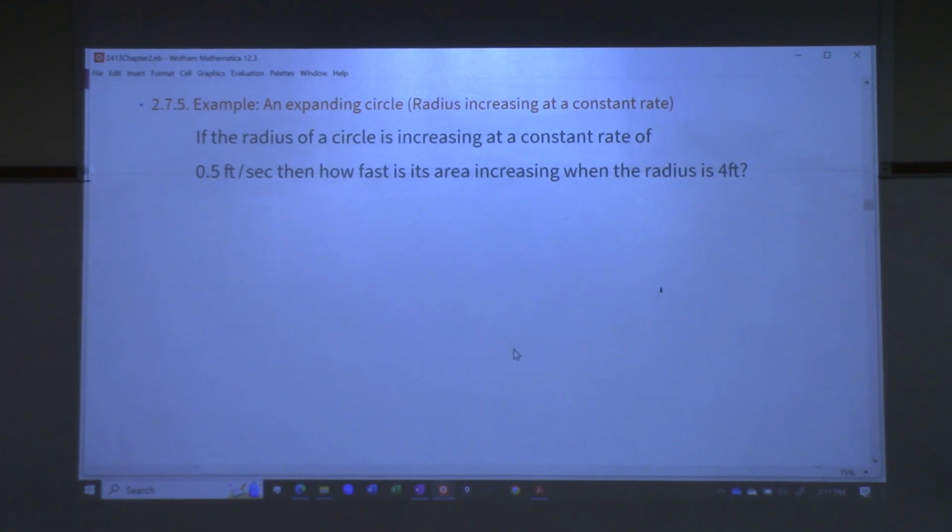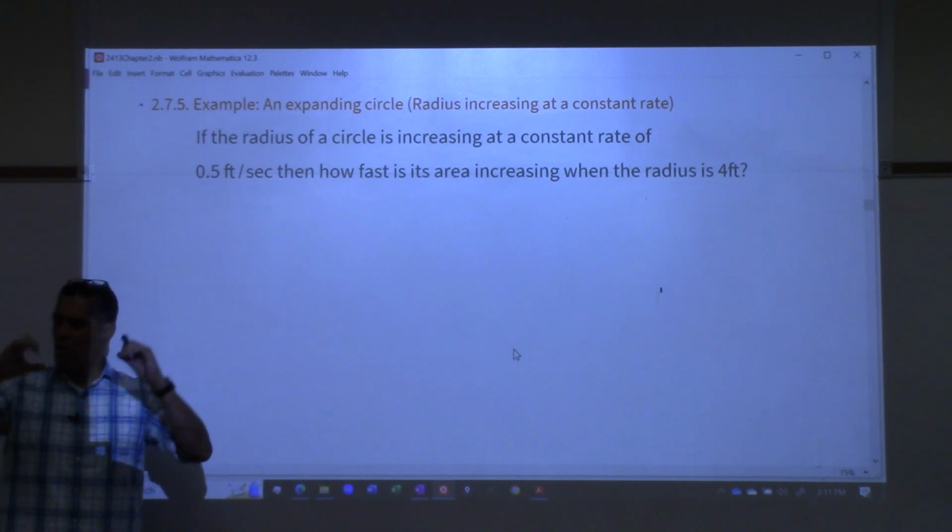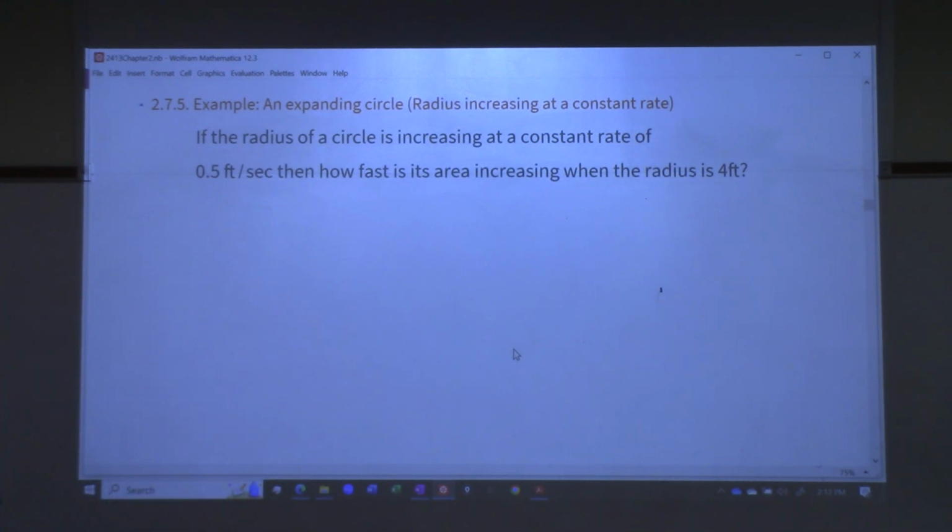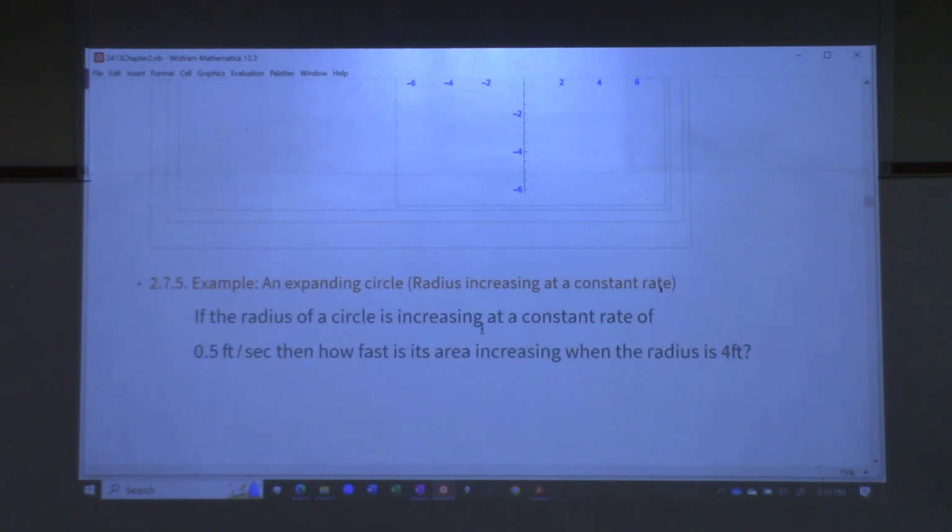If the radius of a circle is increasing at a constant rate of 0.5 feet every second, then how fast is the area increasing when the radius is 4 feet? Take a second to absorb the problem for a moment. See if you can visualize what's happening. Circle's growing, right? It's growing in such a manner that what's increasing at a constant rate? Its radius. So its radius is growing. Let me show you an animation of this.